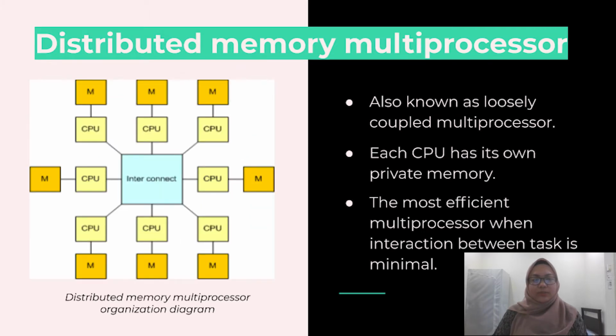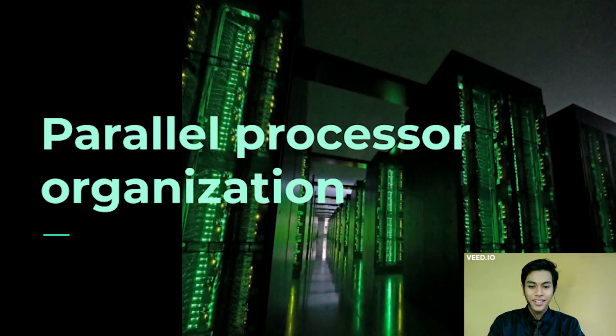A distributed memory multiprocessor is also known as a loosely coupled multiprocessor. Each CPU in this type of multiprocessor has access to its own memory. This multiprocessor is the most efficient when the interaction between the tasks is minimal.